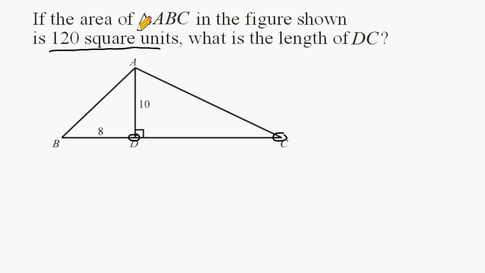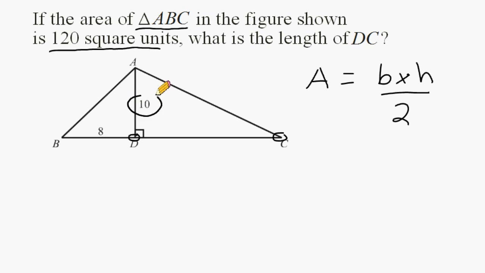And we have to make sure that we are looking at triangle ABC. And ABC goes from here to here to here to here. So the entire triangle has an area of 120 square units. Now, when finding the area of a triangle, we should know that the area is equal to base times height of the triangle divided by 2. And for triangle ABC, one thing that is given is the height, and that height is 10.